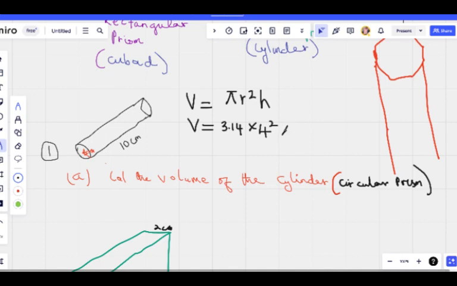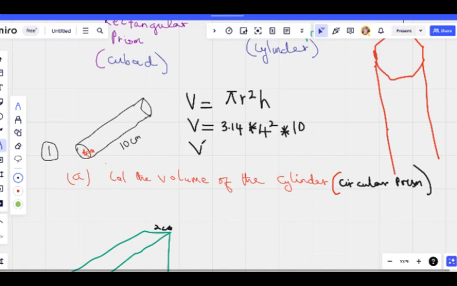Then multiply by the height of the cylinder. This is the height of the cylinder, 10 centimeters. This is the height, or call it the length. Multiply by 10. So we key this into our calculator. Here is 16, multiply by 3.14, multiply by 10. Then we will get 503 if we change the answer to 3 significant figures.